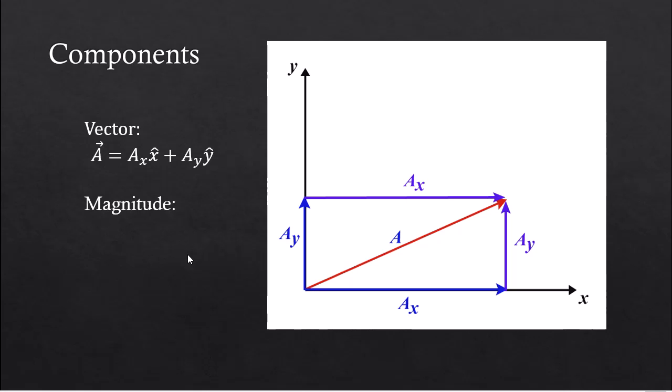The magnitude can be calculated by using the Pythagoras theorem, where the magnitude of A is along the hypotenuse, so it's base squared Ax squared plus height squared Ay squared. So the magnitude of A is the square root of Ax squared plus Ay squared.